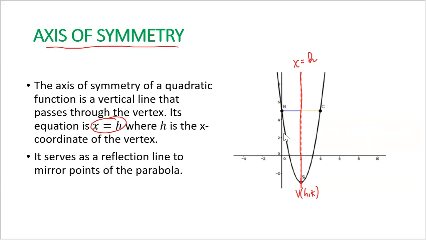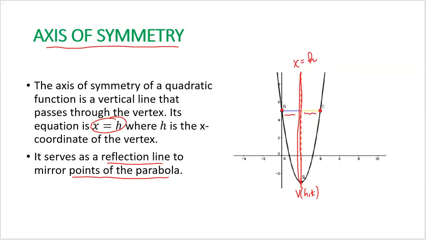So the axis of symmetry is a reflector line that mirrors the points of the parabola. So for example, if this is the axis of symmetry and we have this point B on the parabola, then this point can be reflected along the axis of symmetry in order to generate another point on the parabola. So the distance of point B here with the axis of symmetry and the distance of point C with the axis of symmetry are equal.